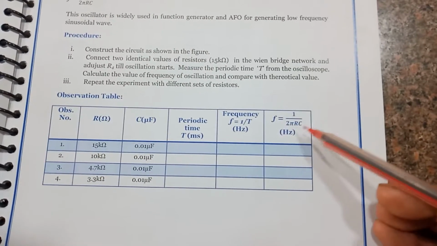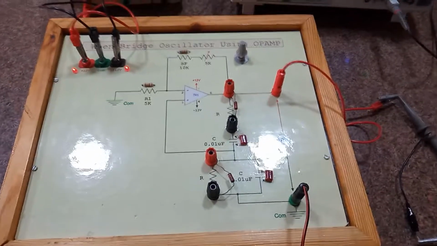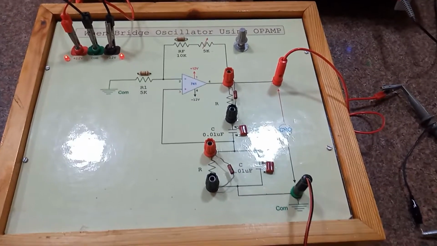Okay, the synopsis has already been uploaded on Moodle. You can take the synopsis from Moodle. So this is the theoretical value. This is all about the Wien bridge oscillator using an operational amplifier.